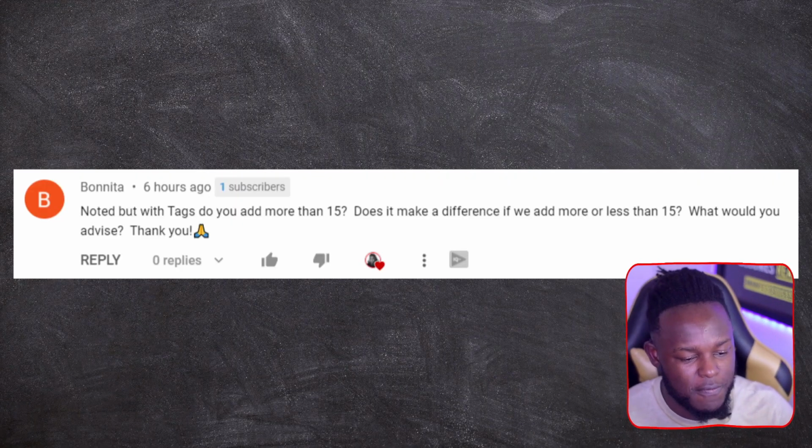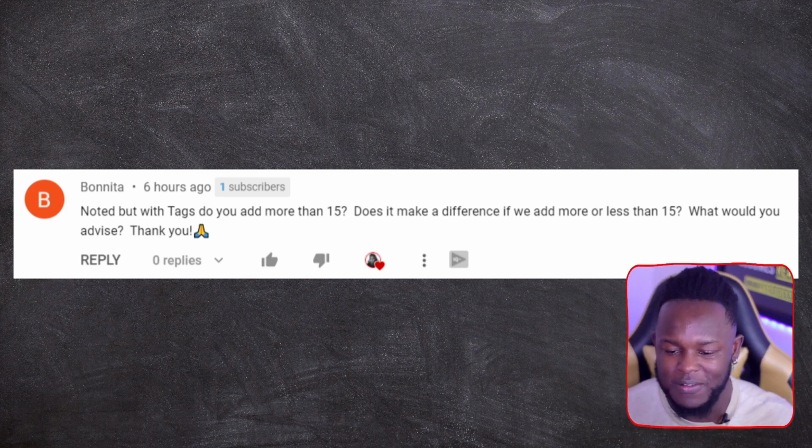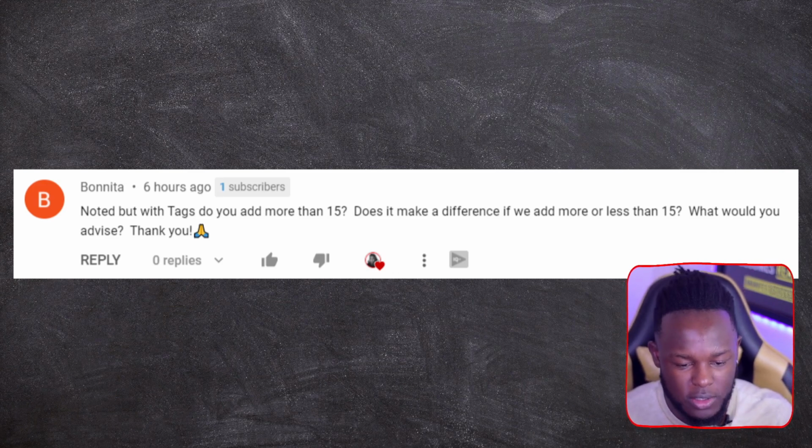Next question is coming in from Benita, saying, does it make a difference if we add more or less than 15 tags? What would you advise? Now, Redbubble recommends for us to actually add up to 15 tags. So I wouldn't say it makes too much of a difference, but the main reason I recommend it is because Redbubble recommends it and they know their site better than anyone. I've used 15 tags on most of my designs and I still get sales, so I feel like maybe there's something within using up to 15 tags. So I would strongly recommend it for anyone who's struggling with sales, as it's worked for me and Redbubble also recommends it themselves.